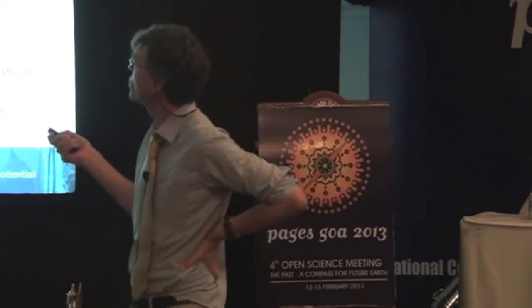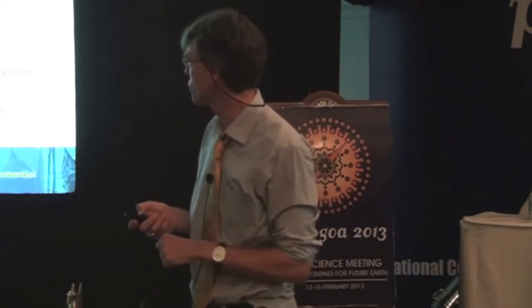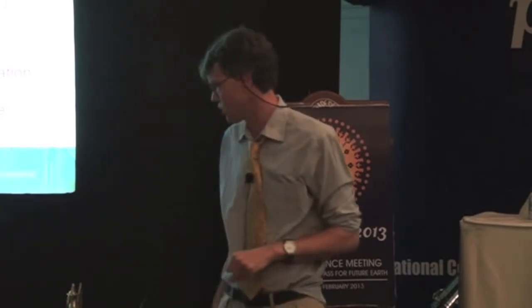And then we come up with what we call essential ocean variables. And I wonder what the essential paleo-oceanographic variables are, or the paleo-land variables. If you really think hard about it, in a resource-constrained world, you can't measure everything everywhere. So setting up priorities is something maybe PAGES should think about, and we're trying to do that in the ocean.